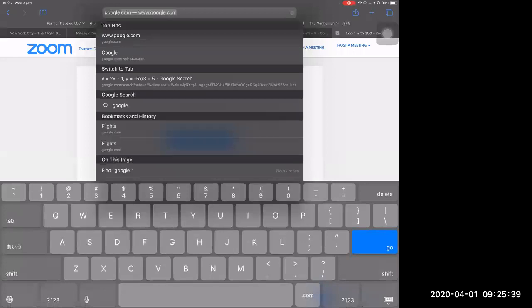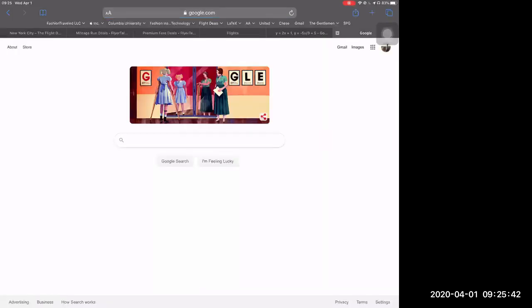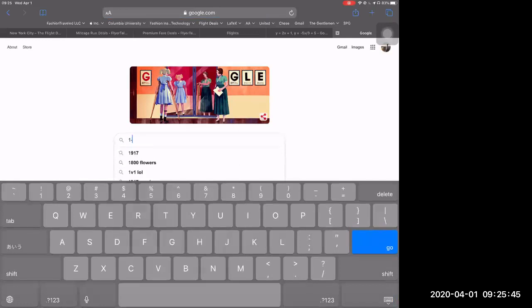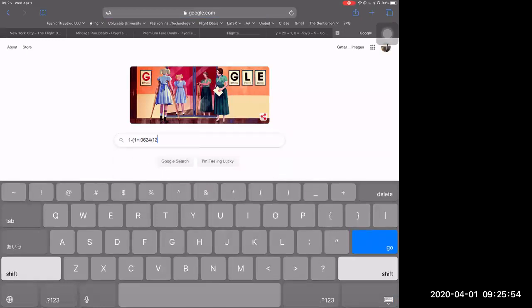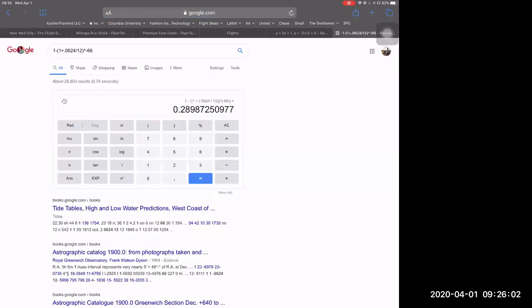So you go to google.com or whatever your preferred search engine is, but Google works, and you type it out, right? 1 minus parentheses 1 plus 0.0624 divided by 12, close your parentheses, caret, negative 66. So what happens is that you get this, right? That's the hardest part. Then you go times what? Now you can use the calculator here, 541.67. So you see what I did was in the search bar itself, I wrote out 1 minus 1 plus blah, blah, blah, raised to whatever power.